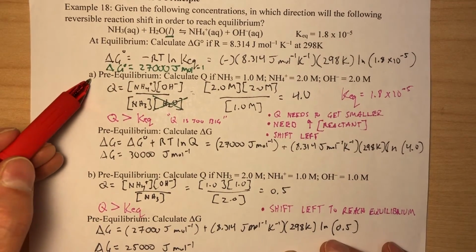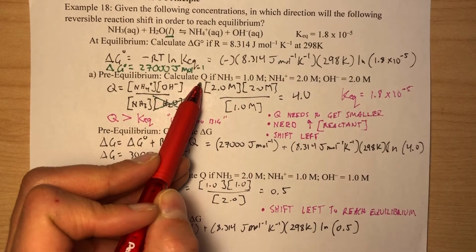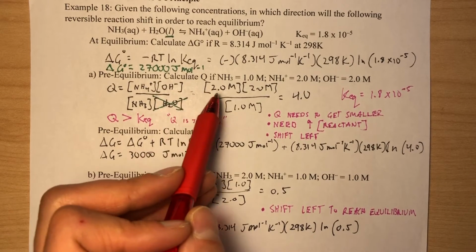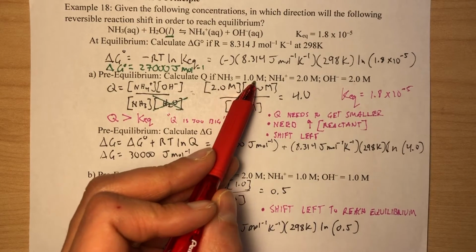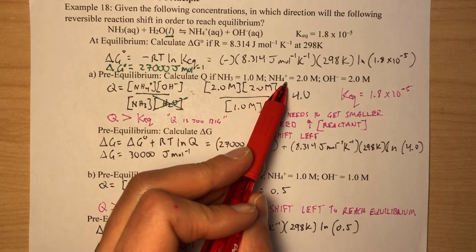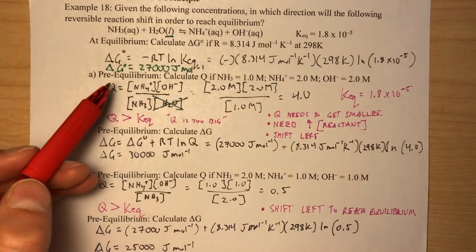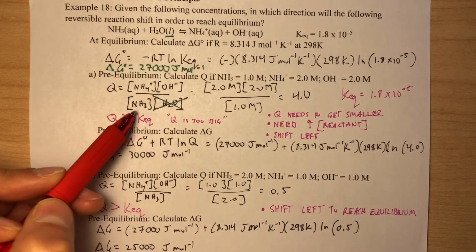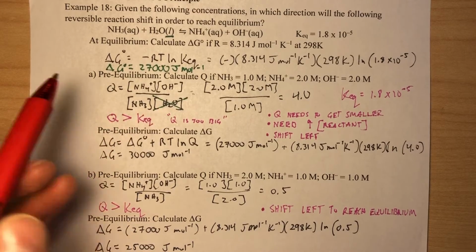At pre-equilibrium, we can calculate Q. Q is the same as K, the concentration of products over reactants, except not at equilibrium. So in a pre-equilibrium situation, we could have ammonia equal to 1 molar, ammonium, one of our products, equal to 2 molar, and hydroxide, one of our products, equal to 2 molar. Q is going to be equal to the concentration of our products, ammonium times hydroxide, divided by the concentration of our reactants, ammonia and water.